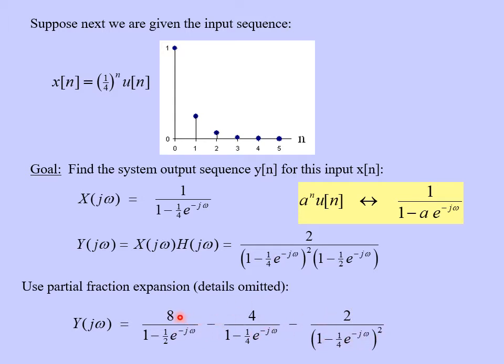So there's actually three partial fraction coefficients, A, B, and C, but they can be found using the same methods that you've learned earlier in this chapter. And so when you do that, you come up with 8, -4, and -2 for those partial fraction coefficients. So here is the Fourier transform of the output of this system.